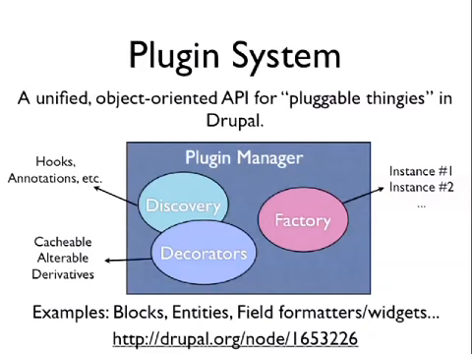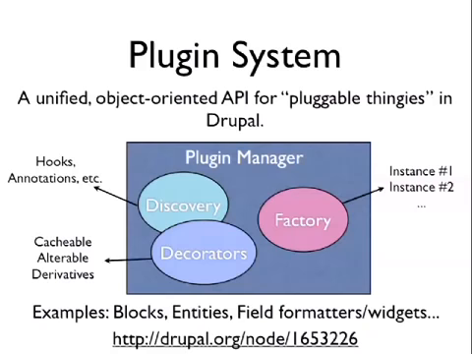So like all good over-architecting software engineers, we said, there ought to be a way to invent one thing that solves 75 problems in a really abstract way. So that's what we did with the plugin manager. So basically, there's a few different elements of this. There's a discovery mechanism where you teach the plugin system how to find your thing. So that might be an info hook. It might be annotations, which we'll talk about in a second, or something like that where it says, show me all of the stuff that there is. So examples of systems that are using plugins are blocks, entities, field formatters. A lot of different things are starting to move to the plugin system.